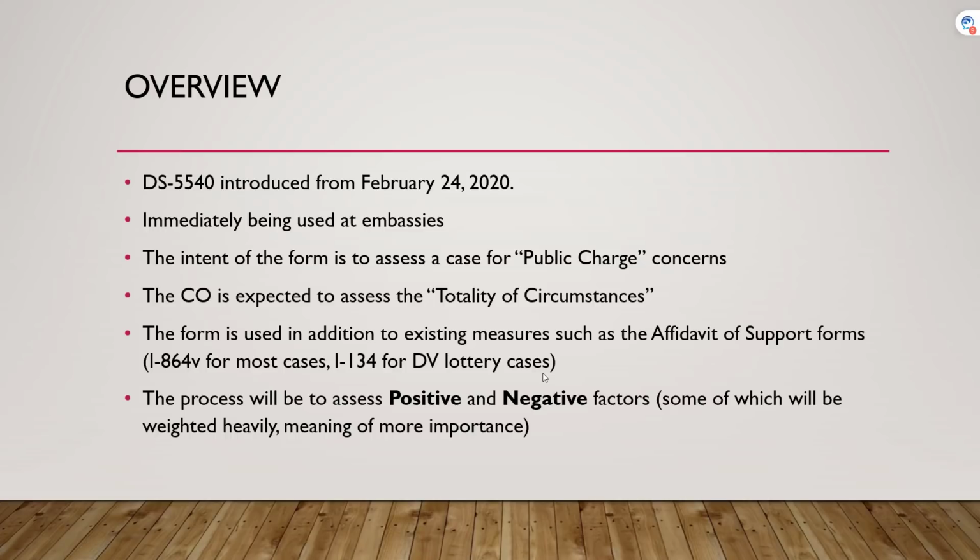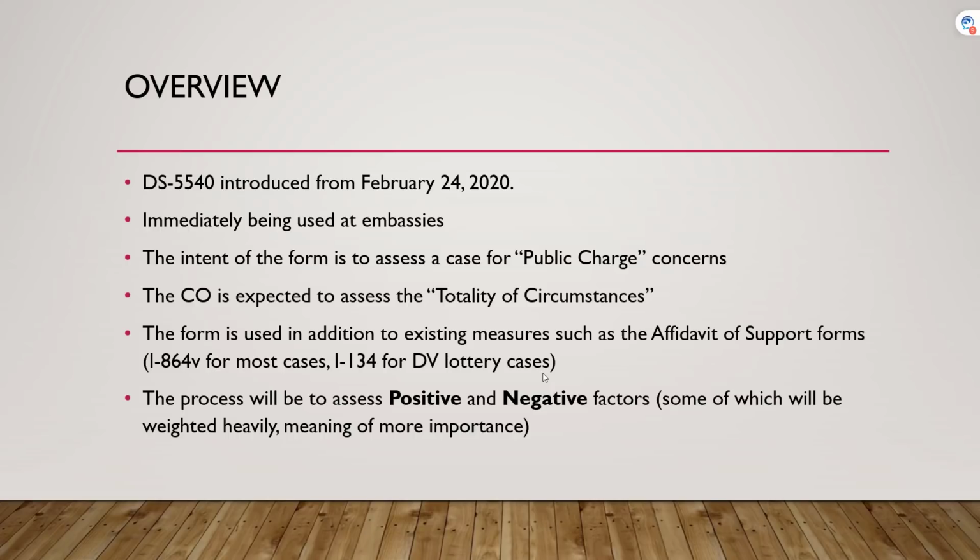DV lottery cases can only use the I-134, and other cases which are sponsored by either family members or employers can only use the I-864. So please be clear about the distinction between those two forms. But both forms are considered to be an affidavit of support. They're a support of a sponsor, a financial sponsor, who is agreeing to take responsibility for you in the case that you need it.